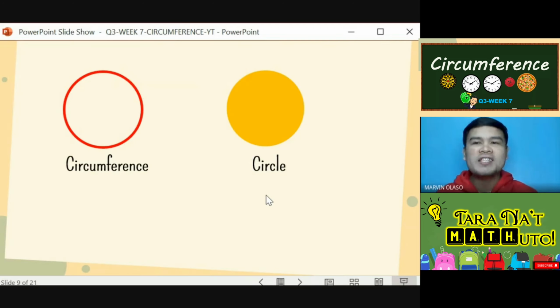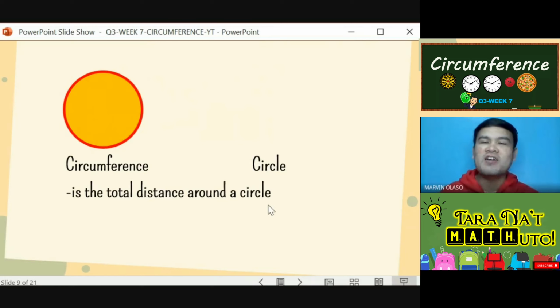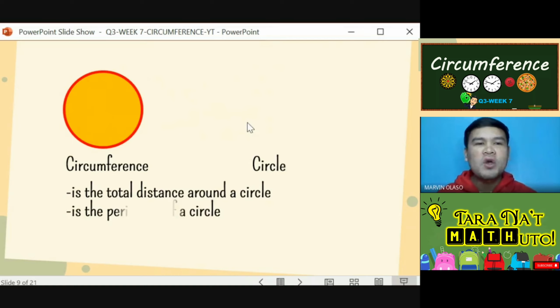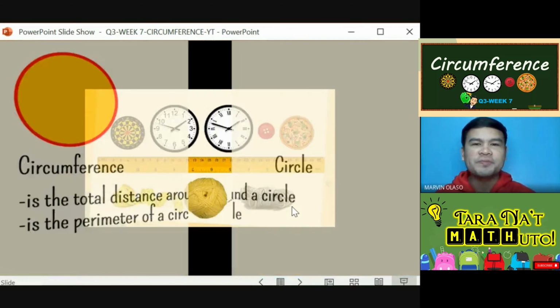As what we have discussed in quarter 3, week number 4 about circle, circumference is what? Only part of a circle. And we call that the total distance around a circle. We talk about the total distance. That means we are talking about the perimeter of a circle. Since circle is a special figure, we call that perimeter as the circumference. Now, let's discuss how we are going to find the circumference of a figure.